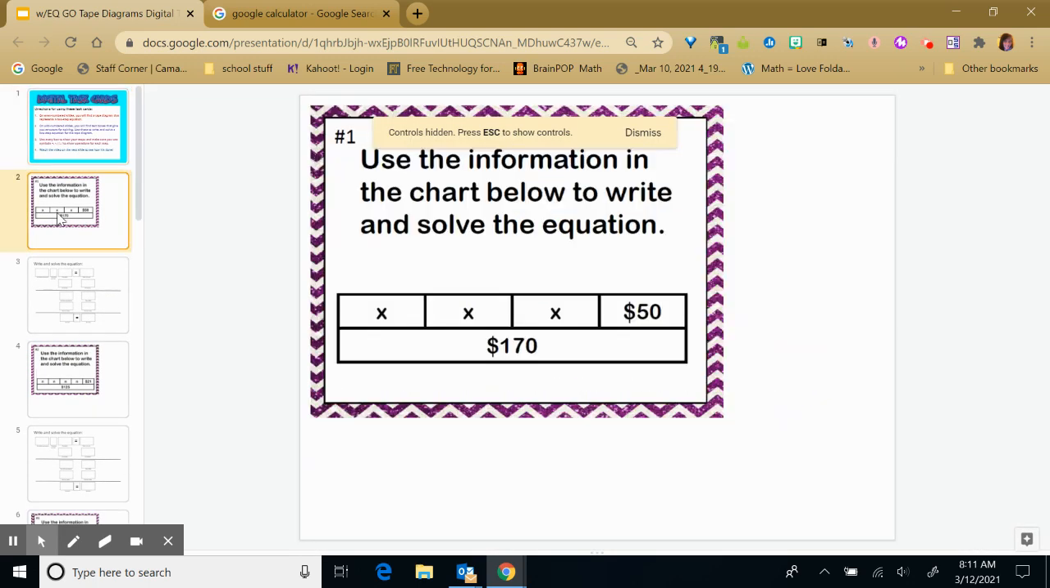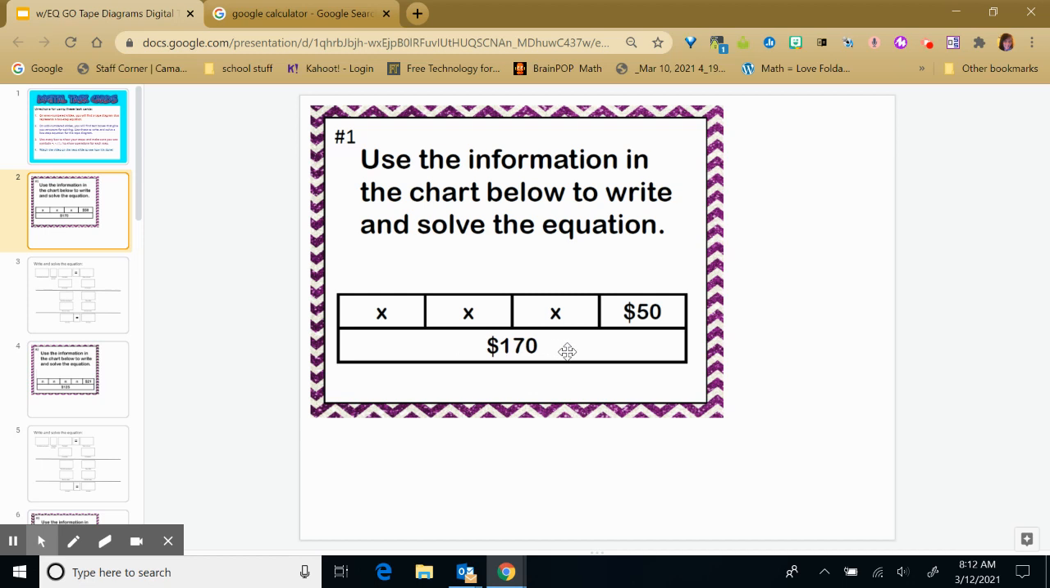Okay, so the first one I'm going to do for you. It says use the information in the chart below to write and solve the equation. What I'm seeing here is 3 x's, and I'm also seeing $50. This diagram shows me that if I add those 3 x's together with 50, the whole thing will be 170. That's what it's showing me.